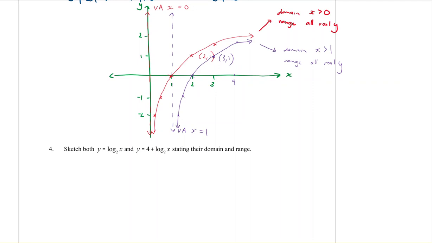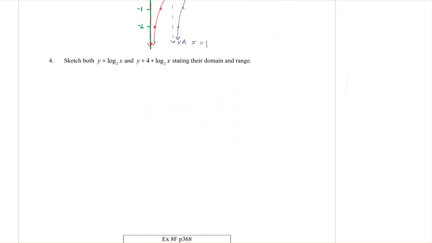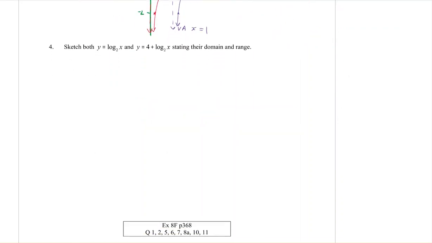Okay, question 4. Sketch both log base 2 of x, that's the one that I just did. That's the same one again. But the second graph, y equals 4 plus log base 2 of x. What is that second one going to do? Move it vertically, that's right, up 4. Okay, so let's see if we can do this the shorter way. Draw up our Cartesian plane. Without the table, I mean.